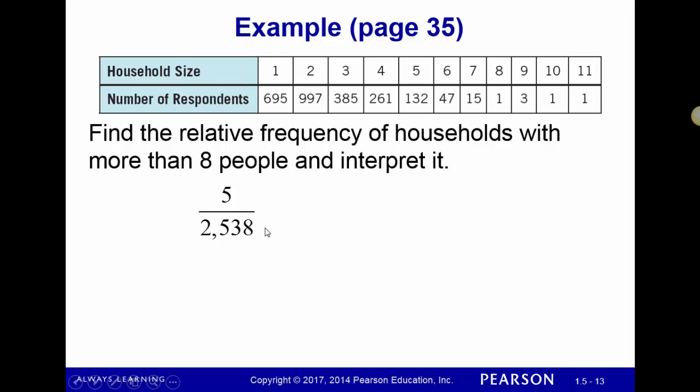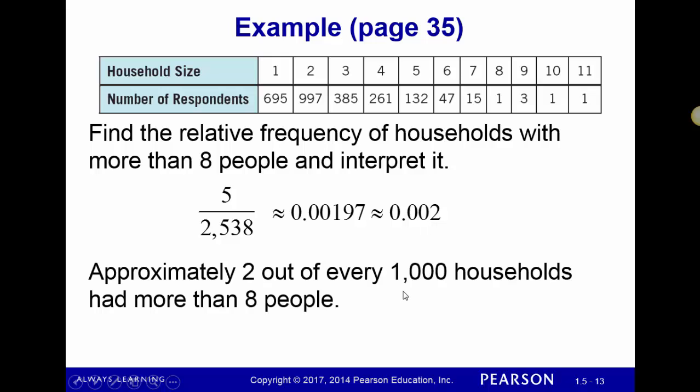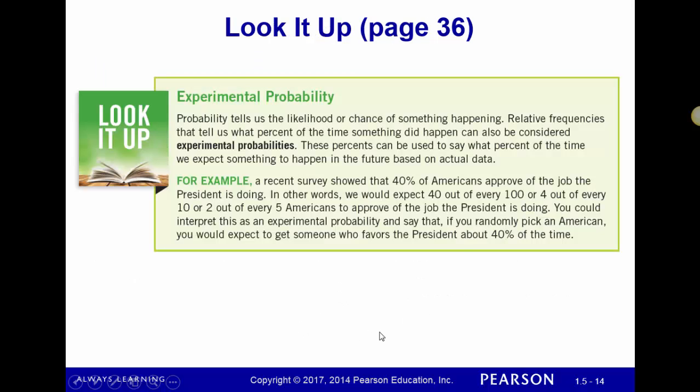That becomes my denominator, the total number of people who responded. And then the numerator was the number of respondents who said their household had more than 8 people, which is 5. So here's my fraction, there's my decimal, and there's my percent. I'm sorry, I didn't give you the percent. I apologize. If I multiplied by 100, it would be 0.2%. I did not show that here. So approximately 2 out of every 1,000 households have more than 8 people.